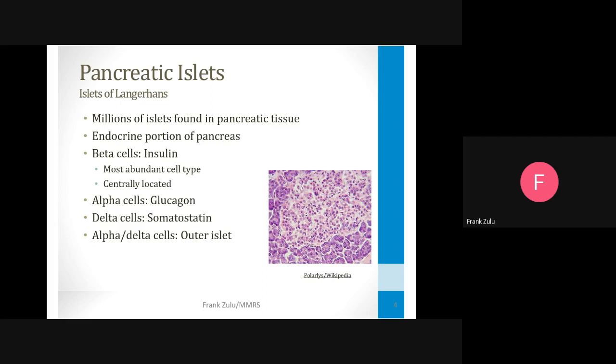Since you covered these two hormones in biochemistry, can someone help us with the difference between insulin and glucagon? These are the hormones that were fully covered in biochemistry. Someone to help us with the difference between insulin and glucagon, function-wise.